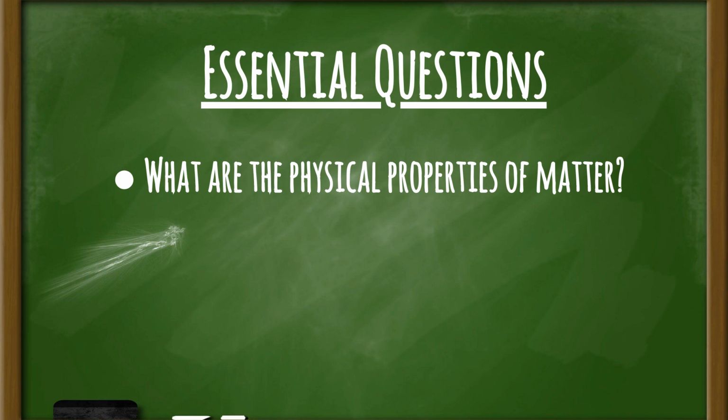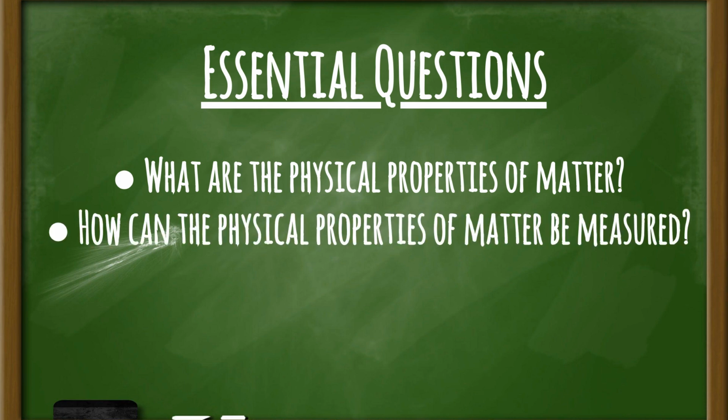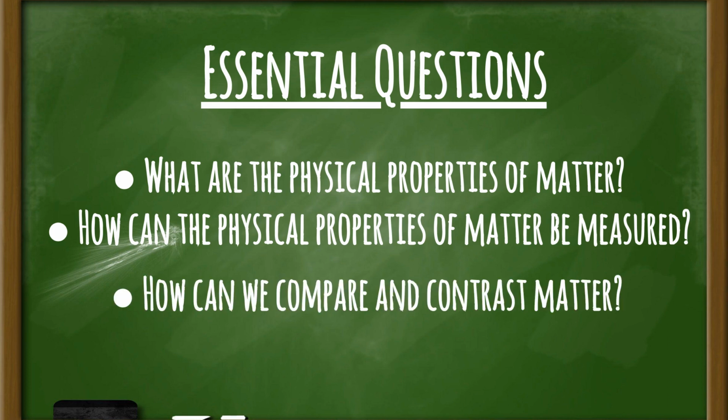Listen to me first. What are the physical properties of matter? Read that one with me. What are the physical properties of matter? Let's look at the second one. Listen first. How can the physical properties of matter be measured? Read that one with me. How can the physical properties of matter be measured? And our last one. Listen first. How can we compare and contrast matter? Read that one with me. How can we compare and contrast matter?